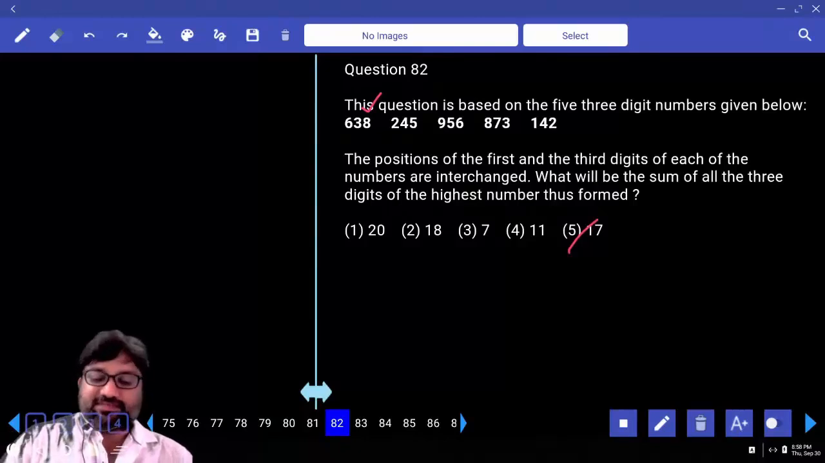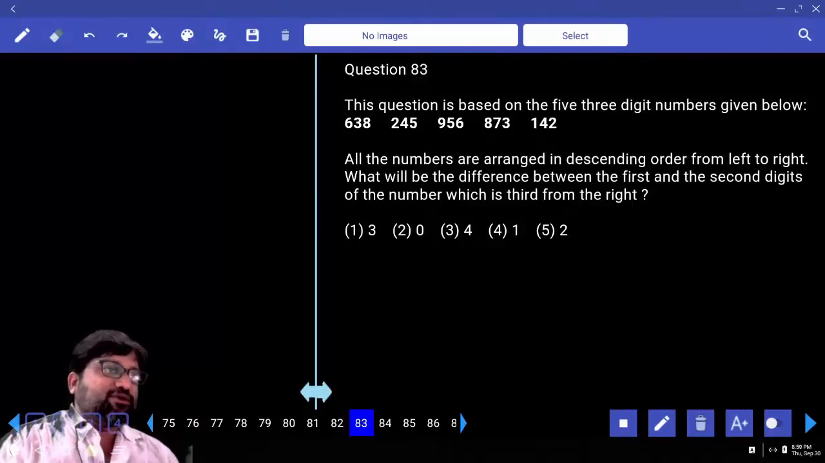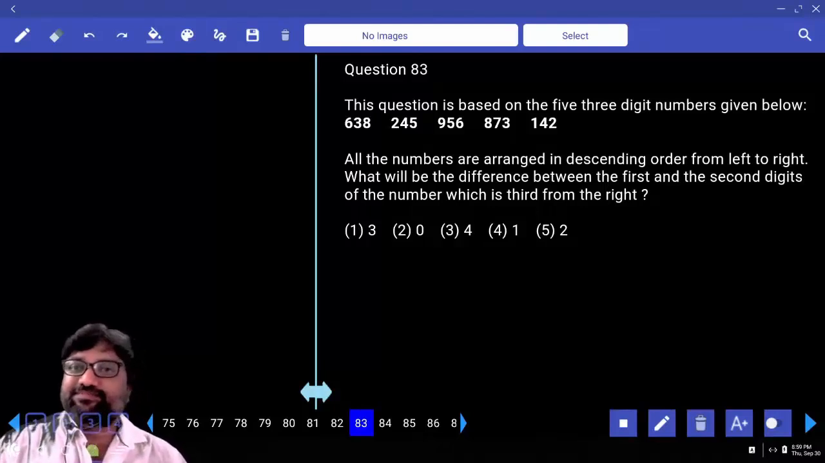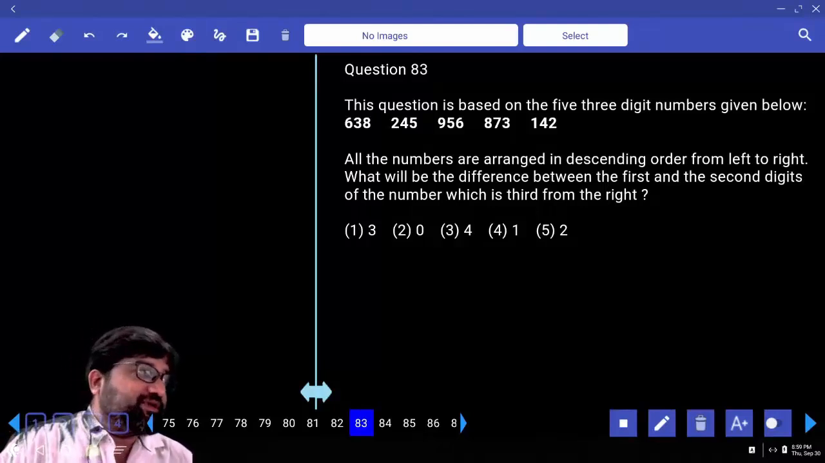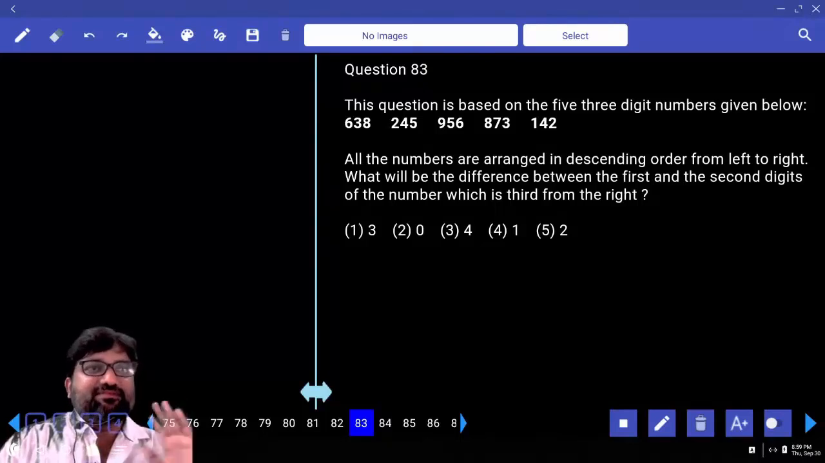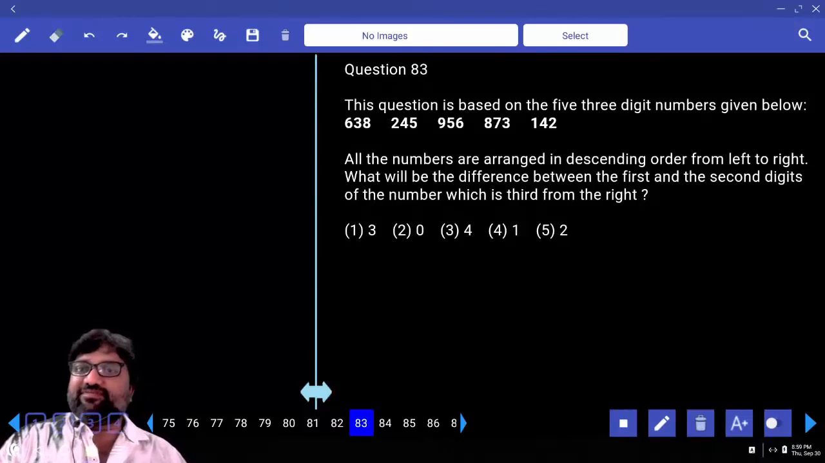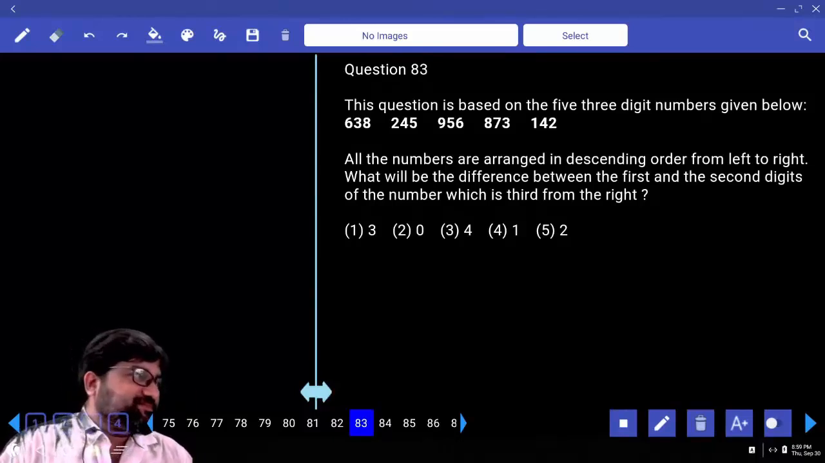Understood, right? Next, 83. If all the numbers are arranged in descending order from left to right, what will be the difference between the first and the second digits of the number which is third from the right? Total number of numbers, how many? Third from the right means middle. Third from the left is also the middle. Yes or no? It will be third from the left only.